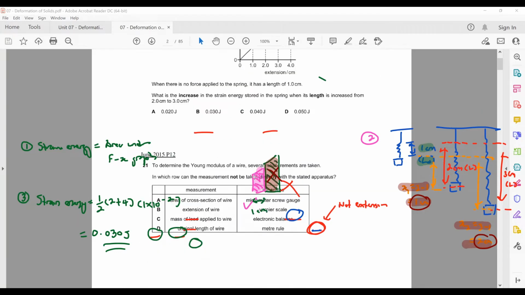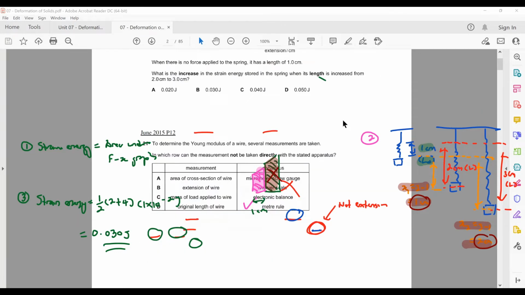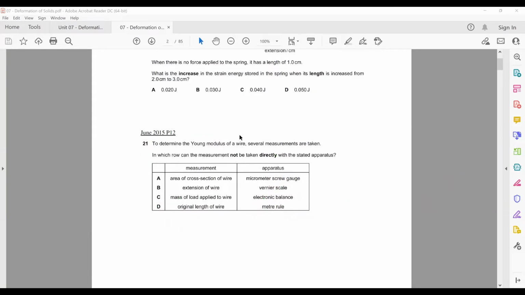June 2015 P12, the next question here. So I'll just clear whatever you have here. Okay, now to determine the Young's modulus of a wire, several measurements are taken. In which rows can the measurement not be taken directly with the stated apparatus?